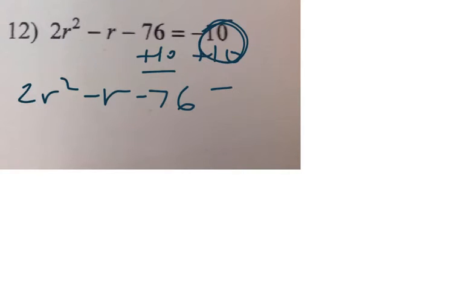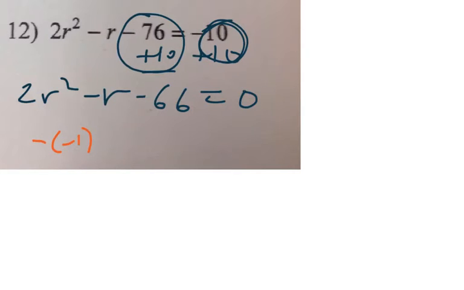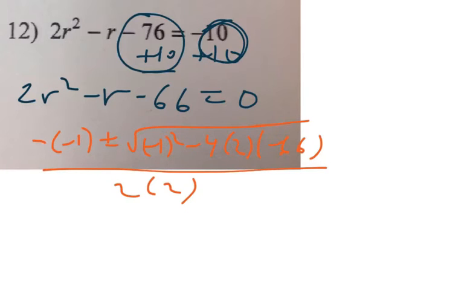Sorry, almost made a rookie mistake there. Minus 66 equal to 0. Again, be careful, guys. Almost messed up there. -76 plus 10 is -66. So now I'm ready for the quadratic formula. The negative of b, -1, plus or minus the square root of b squared minus 4 times a, which is 2, times c, which is -66, all over 2 times a.